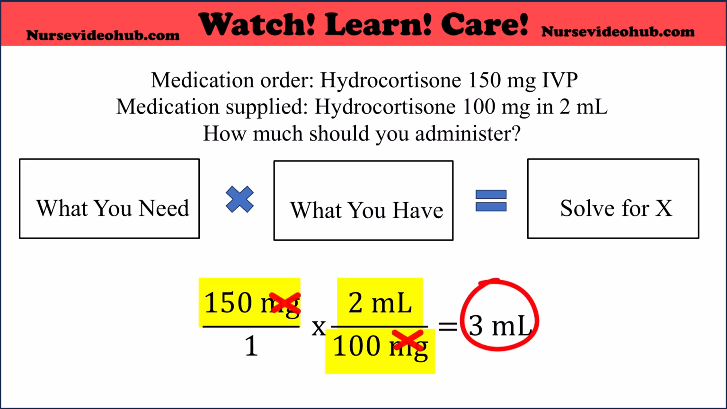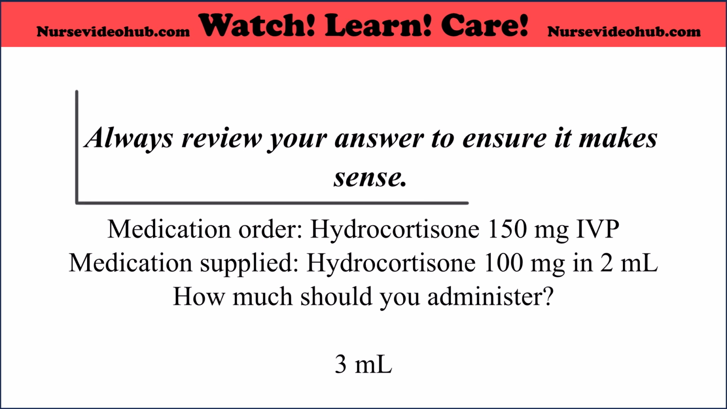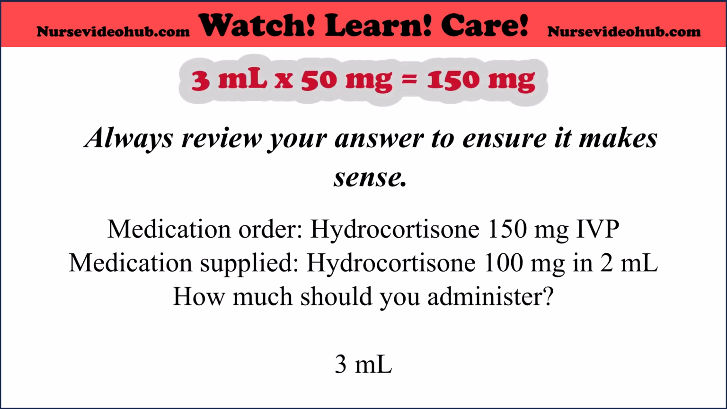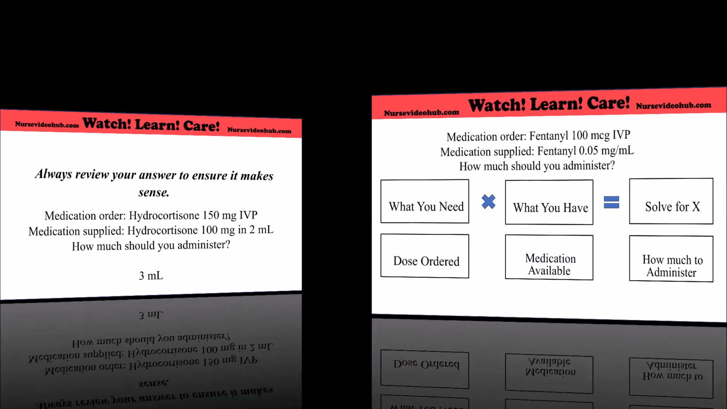The milligrams canceled out, leaving you with milliliters. You would administer 3 milliliters of the medication to deliver the 150 milligram dosage. Always review your answer to make sure it makes sense. The reverse method is to multiply 3 milliliters, the amount to be administered, by 50 milligrams. Hydrocortisone 100 milligrams in 2 mLs is the same as 50 milligrams in 1 mL, the concentration available, which equals 150 milligrams, the prescribed dose.